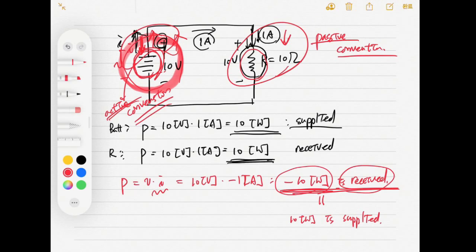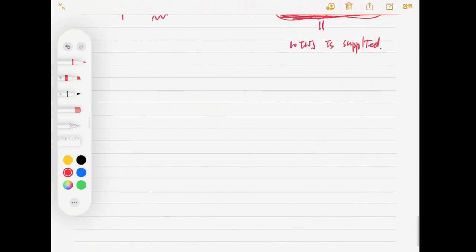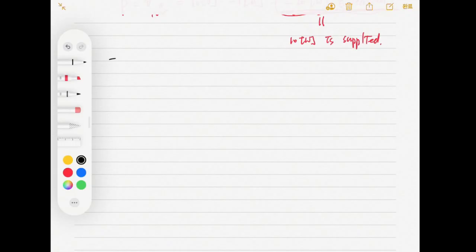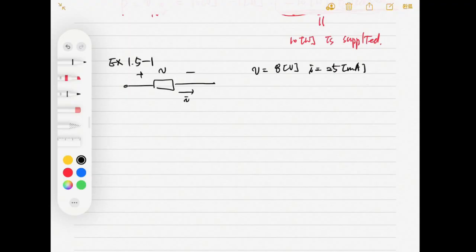So these are a couple of things we discuss in the section. I will give you some examples about that. Example 1.51. We define here something like this. I don't know what the element is, but we define the voltage in this way, and the current direction is I here. Then say V is 8 volts and I is 25 milliamperes.